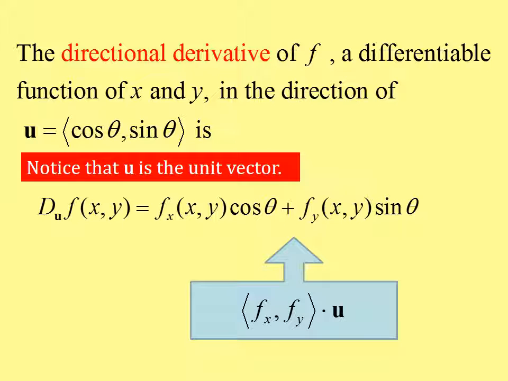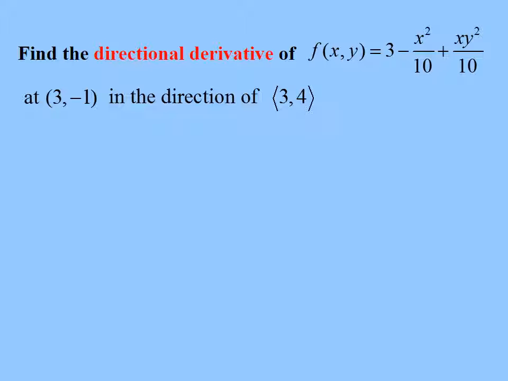However, notice this formula, partial of x cosine theta, partial of y sine theta, where cosine theta, sine theta is u, is nothing more than the dot product of the partial of x, partial of y times u. So this would be a nicer working definition for our directional derivative. So let's try that working definition by doing the directional derivative of this.